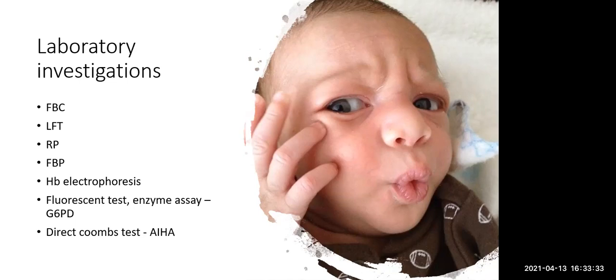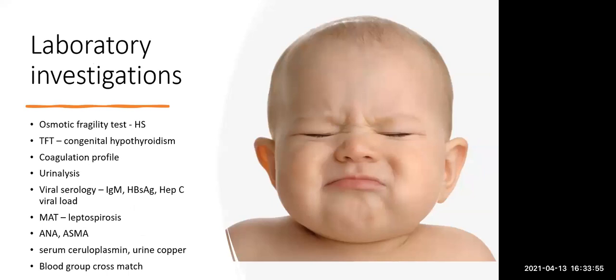The next investigation we can do is a full blood picture to look for evidence of thalassemia, for example, with Hb electrophoresis to know the type, a fluorescent test, and an enzyme assay to look for G6PD deficiency, and a direct Coombs test for immune-related hemolysis.